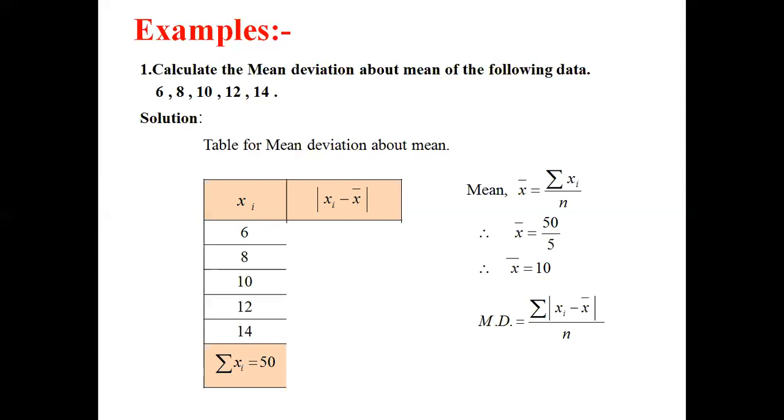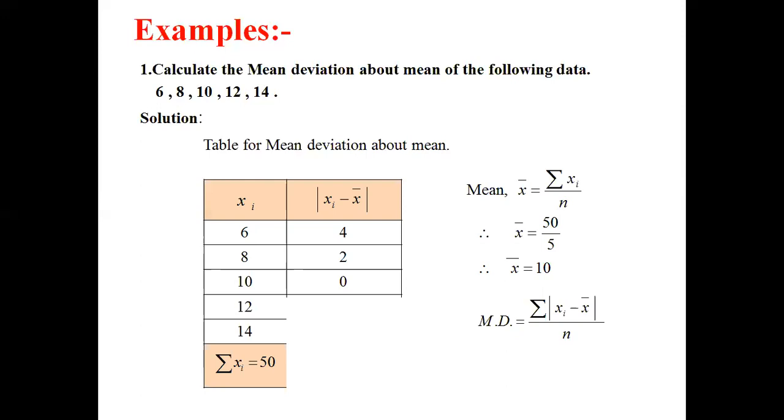So for the first observation, 6 minus x bar, where x bar is equal to 10. So 6 minus 10 is equal to minus 4, and mod of minus 4 is equal to 4. For the second one, 8 minus 10, which is equal to minus 2, and mod of minus 2 is equal to 2. Then the next one, 10 minus 10, 0.